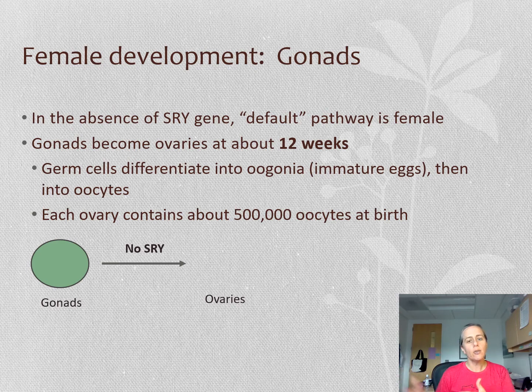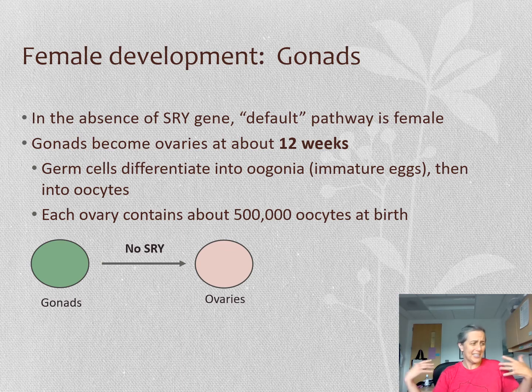So once the gonads become ovaries, where's my animation? There we go. Once they become ovaries, they're not really going to make any hormones, right? Ovarian hormones are things like estrogen and progesterone. We're inside a pregnant woman. There's so much estrogen and progesterone around, the fetus doesn't need to make any. That's just a wash in it.